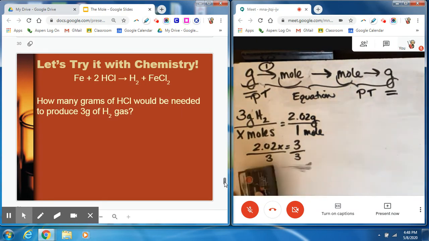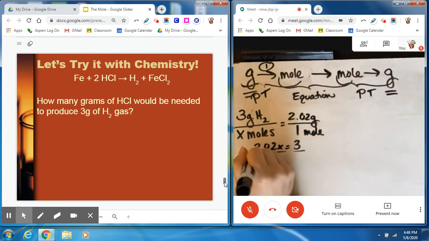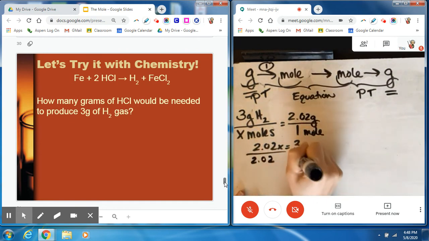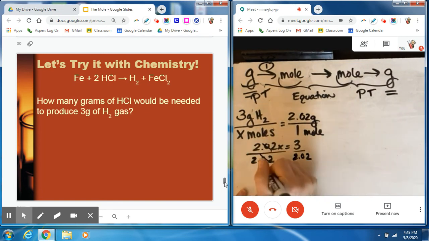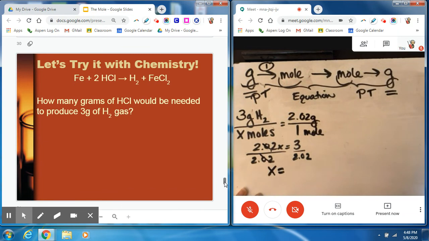Oh, I did that wrong. Sorry, guys. Divided by 2.02 to get x by itself. See what happens when you guys aren't here to fix it for me? This cancels out, and x is equal to 3 divided by 2.02.